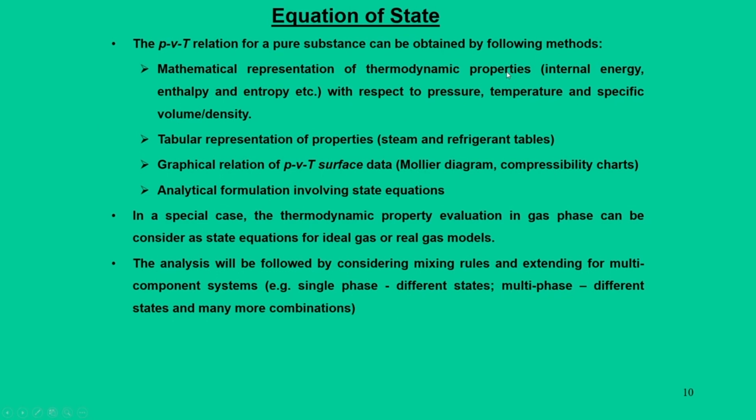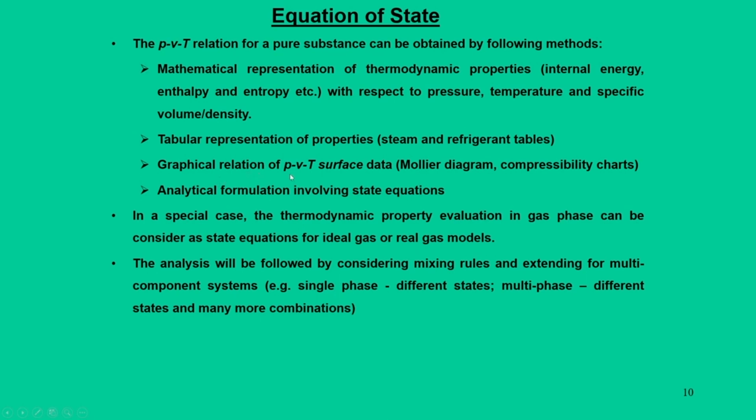That means you get a set of limited data and use the thermodynamic property relations that we have discussed in our earlier module, where properties like internal energy, enthalpy and entropy are represented with respect to measured data, that is pressure, temperature and specific volume. And then tabular representation of the properties: we have steam tables and refrigerant tables, where the property relations are available in the form of data sheets.